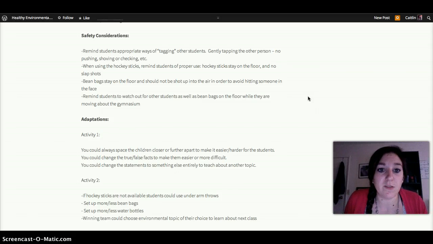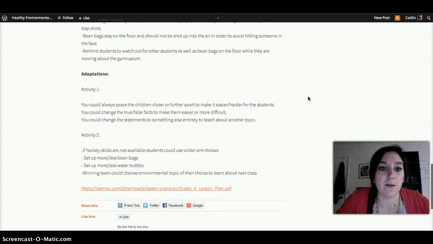Also remind students to watch out for other students as well as beanbags on the floor while they are moving about the gymnasium. Keep your head up, but make sure to be aware of the balls and the beanbags in the gym as well.